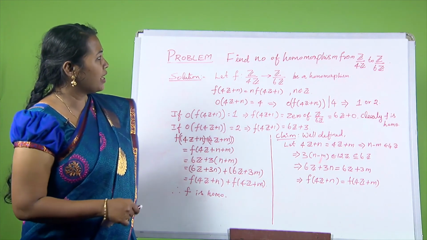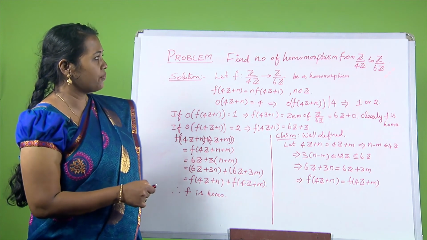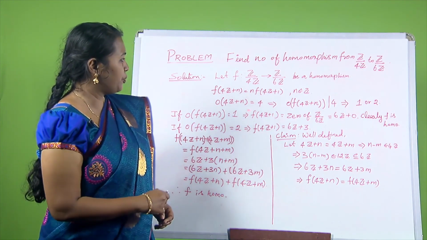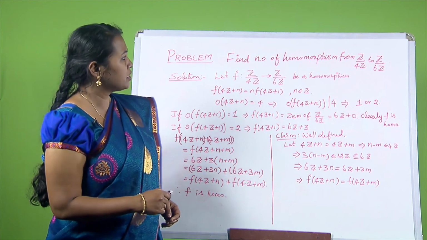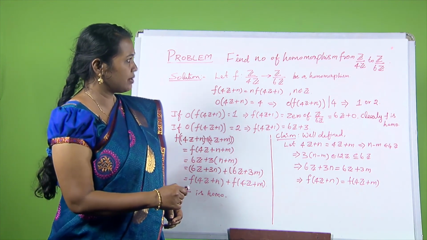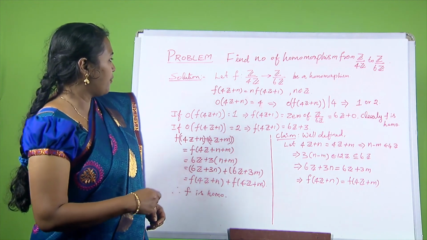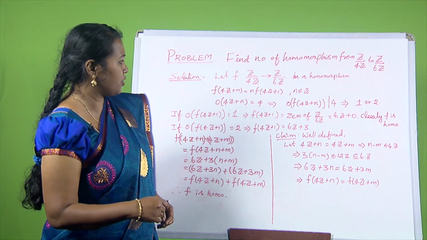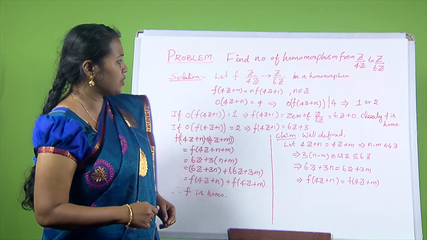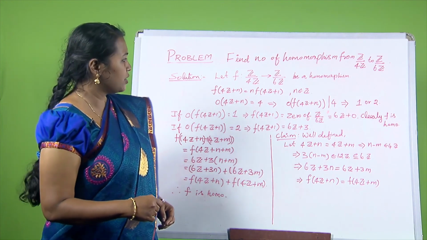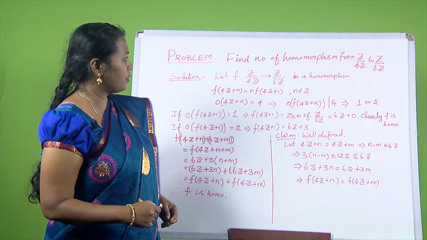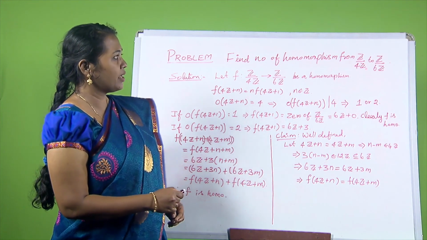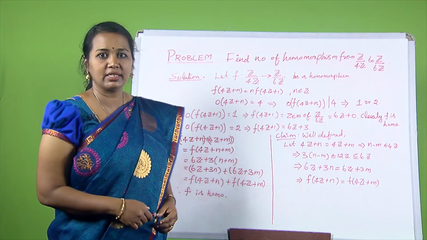And now we have found the number of homomorphisms from Z by 4Z to Z by 6Z. From this study we have found that there are 2 homomorphisms from Z by 4Z to Z by 6Z, namely f of 4Z plus 1 is equal to 6Z plus 0 and f of 4Z plus 1 is equal to 6Z plus 3. So these are the 2 homomorphisms that satisfy this condition. They go from Z by 4Z to Z by 6Z.